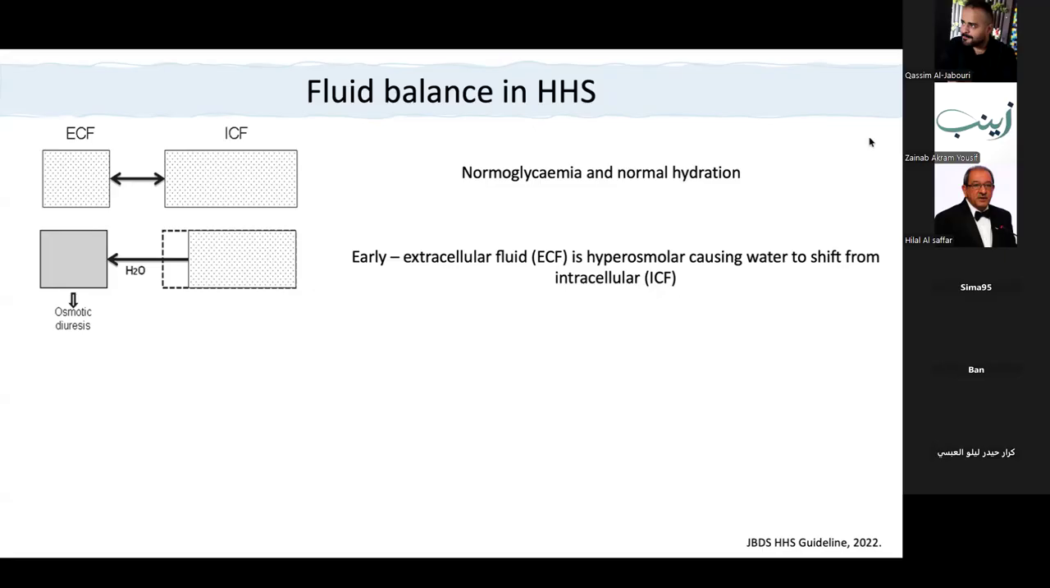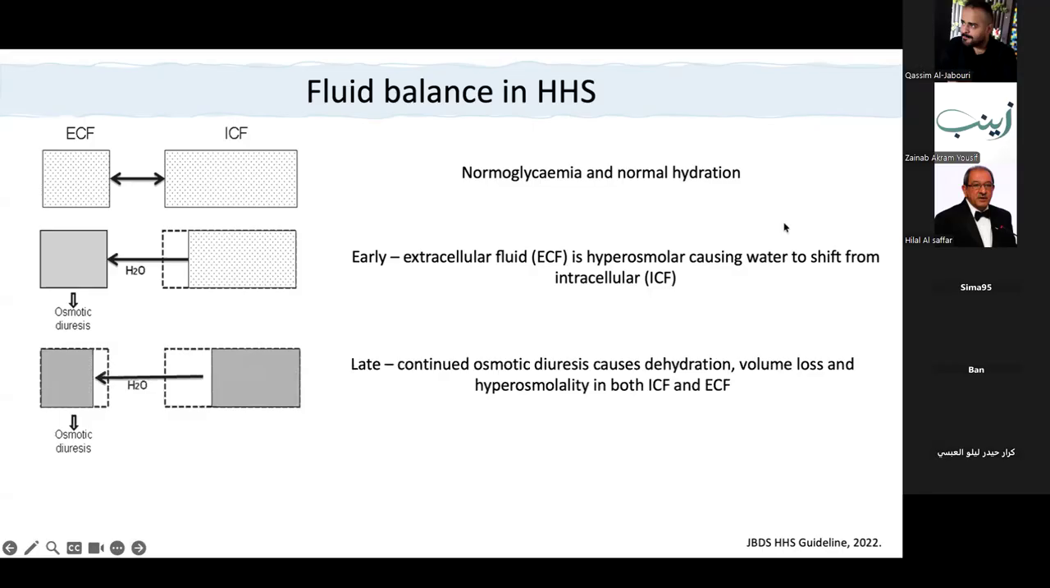And as you can see, the intracellular fluid in the early stages is slightly reduced in order to maintain a normal osmotic gradient between it and the extracellular fluid. But when the hyperglycemia continues and is unmanaged, or when there's delayed hydration or delayed correction of whatever led to increased osmolality in the extracellular fluid, this will lead to a further shift of fluid from the intracellular space to the extracellular space in order to maintain this osmotic equilibrium.